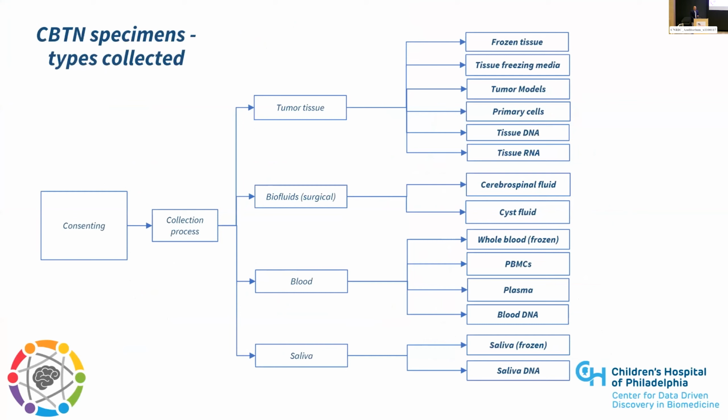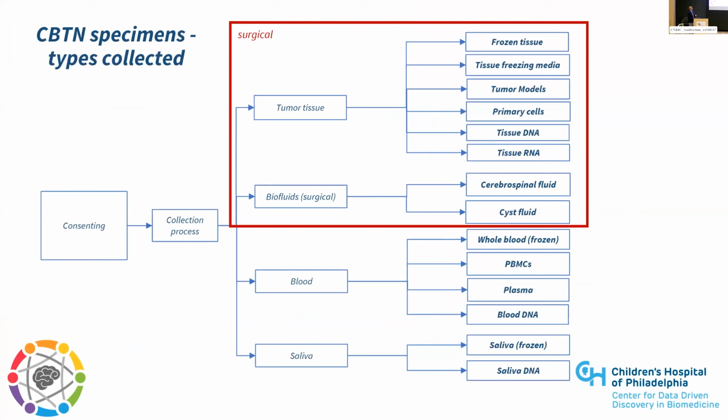And when it comes to those, I hope you can see those small fonts, but basically, in my view, we can divide the specimens into surgical specimens, as well as non-surgical specimens. Among the surgical ones, most are related to tissue. And the derivatives of those include frozen tissue, freezing media tissue, tumor models, which I'll be talking about later on, primary cells, and obviously DNA or RNA nucleic acid from those.